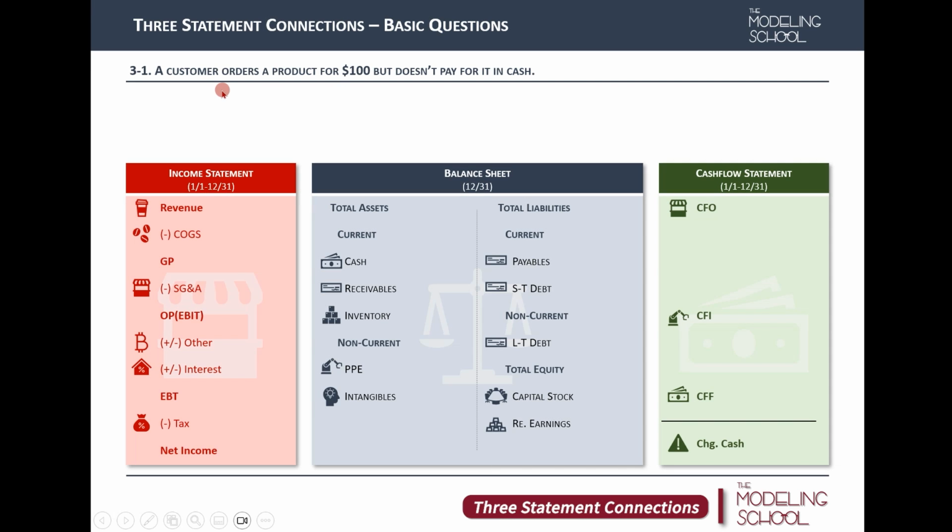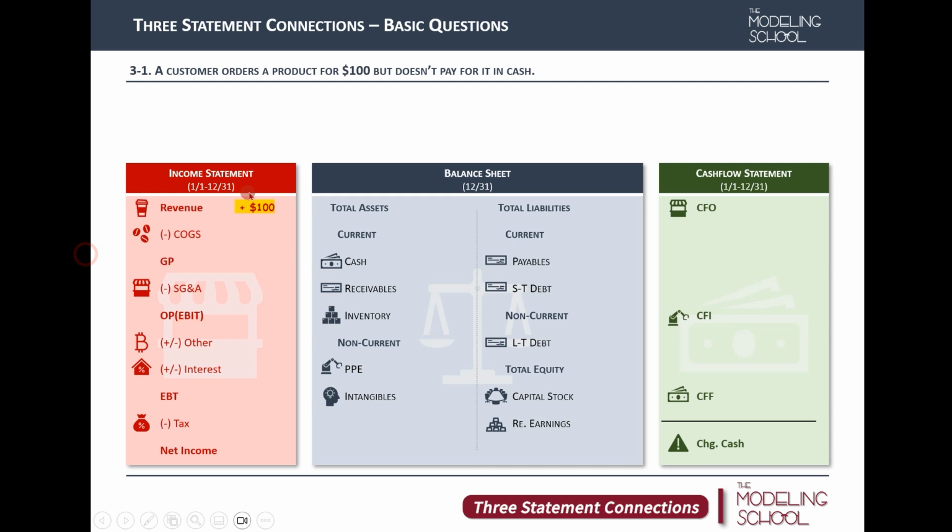In this case, a customer orders a product for $100 but doesn't pay for it in cash. So most of you will know that an accounts receivable account is going to be created in the end. So it actually ordered the product, so we can record it as revenue, regardless of whether or not the company received cash.